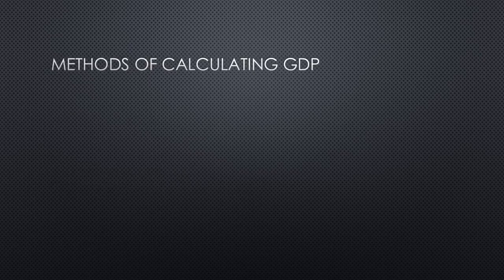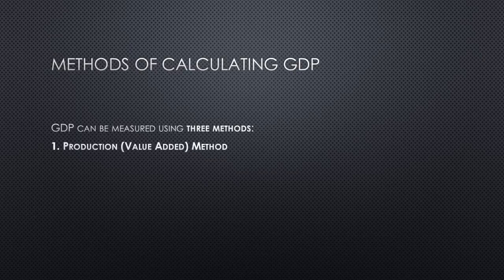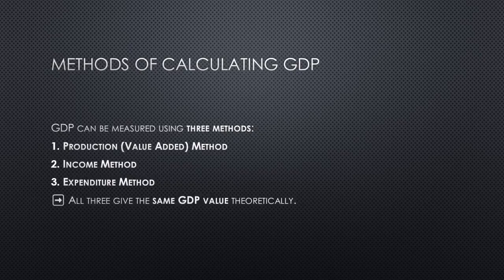We'll see methods of calculating GDP. There are three methods to calculate GDP: production method, income method, and expenditure method. All three measure the same economic activity, just from different angles. So theoretically, all three give the same GDP value.